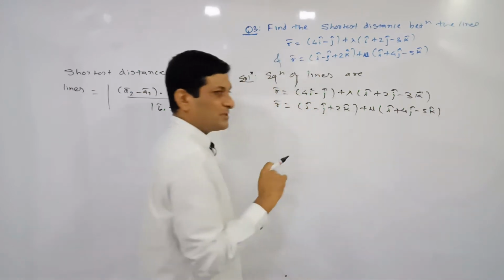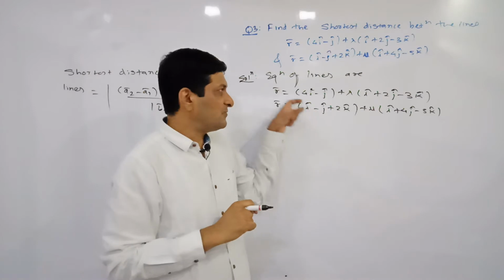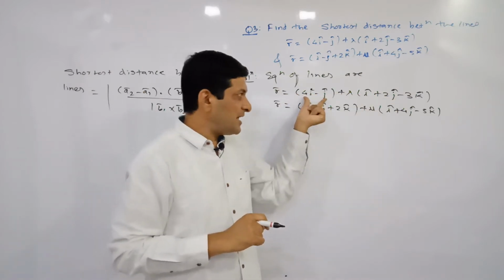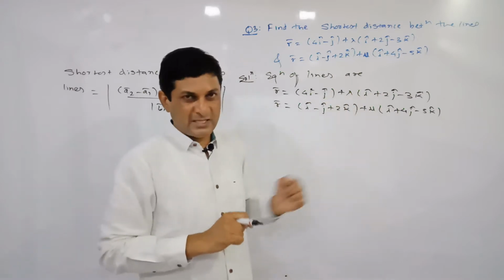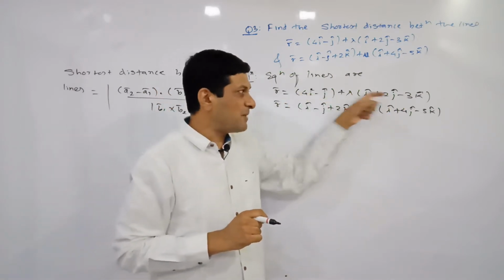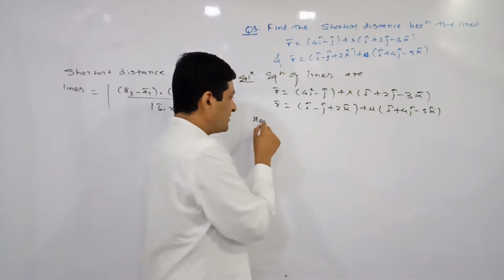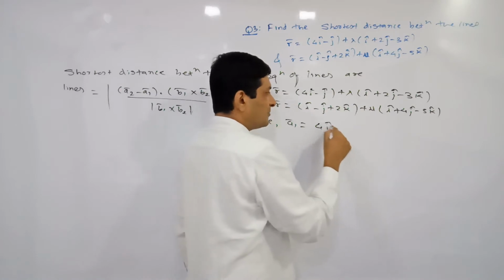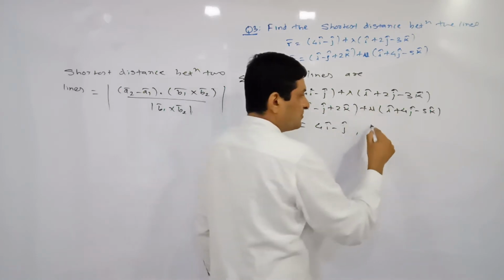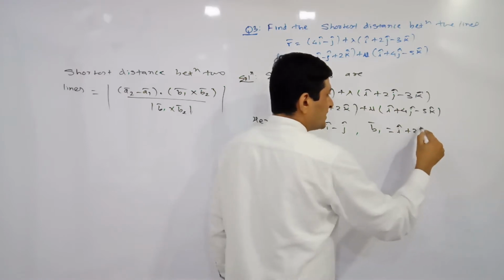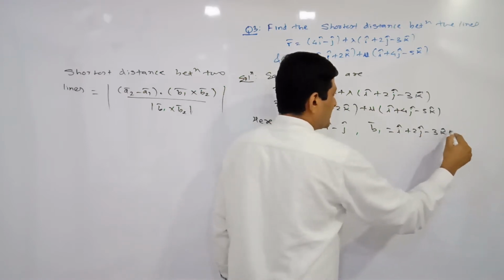Now from the equation of first line, equation of line is in the form of R bar is equal to A bar plus lambda P bar. So here we'll get A bar and B bar, but since two lines are there, so here we are denoting this vector by A1 bar and this by B1 bar. So here value of A1 bar will be equals to 4i minus j. What is the value of B1 bar? B1 bar is equal to I cap plus 2j cap minus 3k cap.